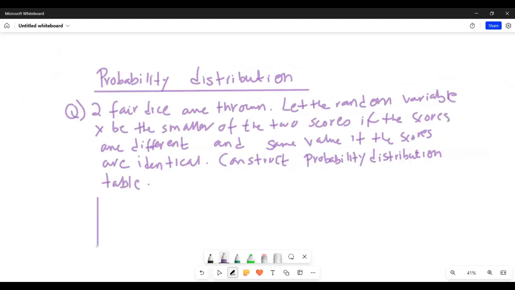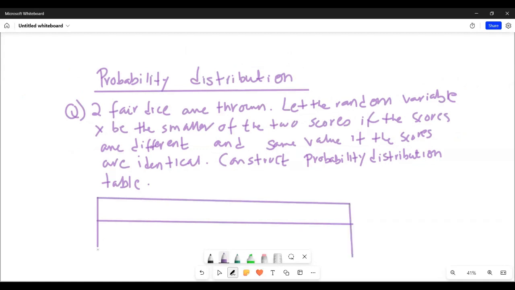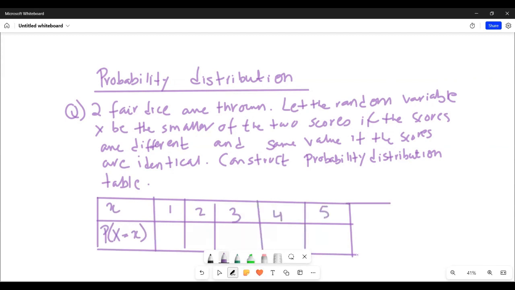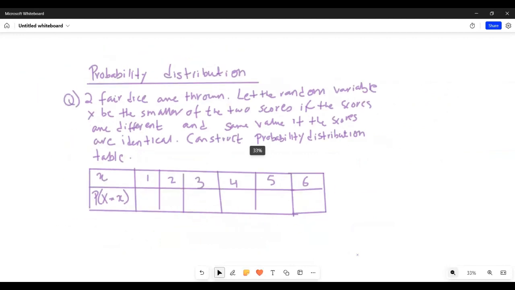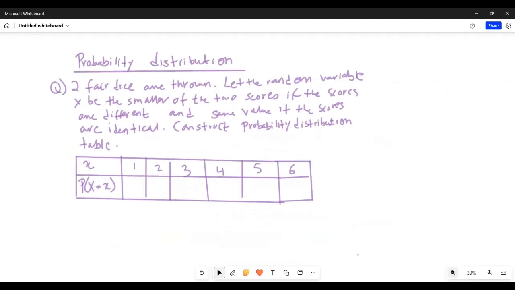So that starts with making two rows. The first row is X and the second one is probability X equals x. And in the top row, you write all the outcomes. So the score could be 1, the score could be 2, score could be 3, score could be 4, score could be 5, and the score could be 6. Now you have to find the probability that the score is 1.